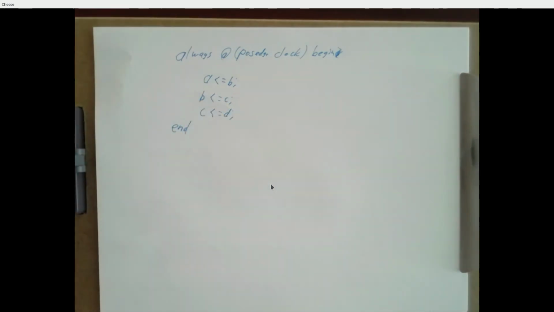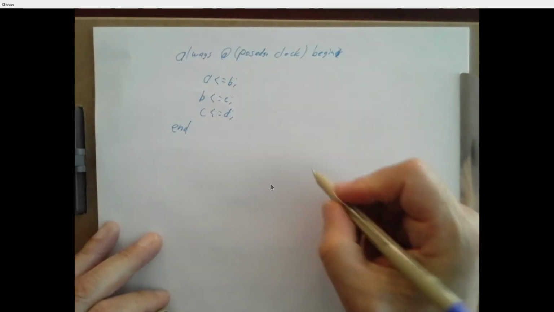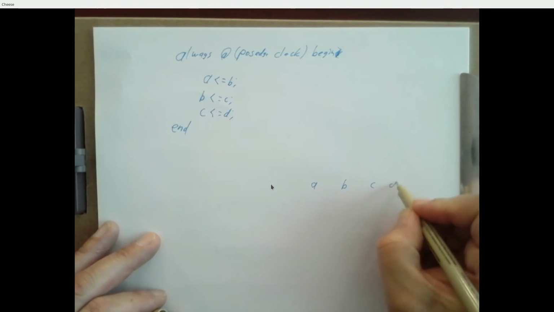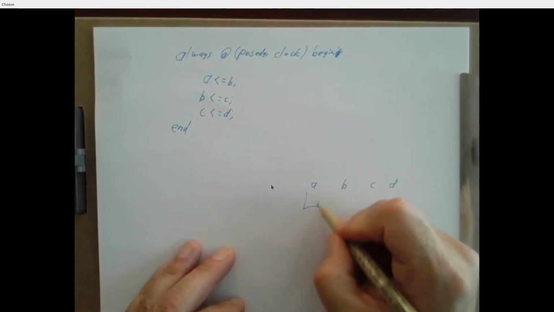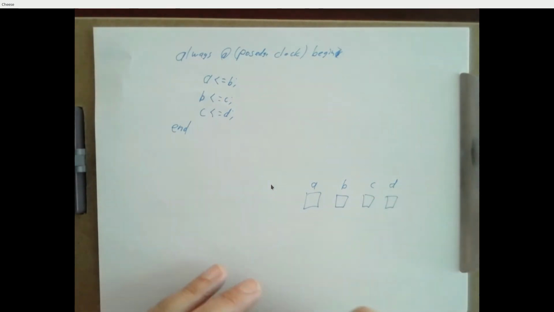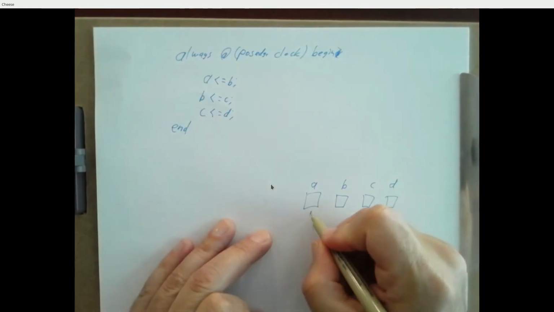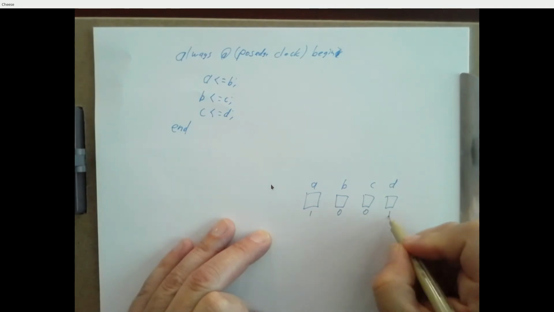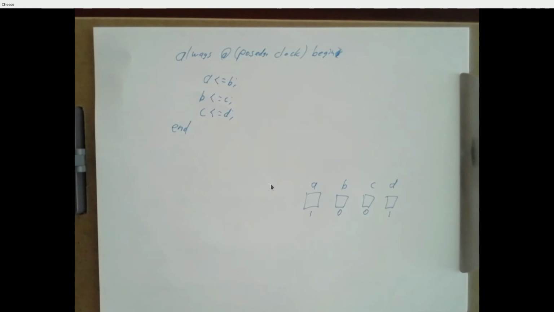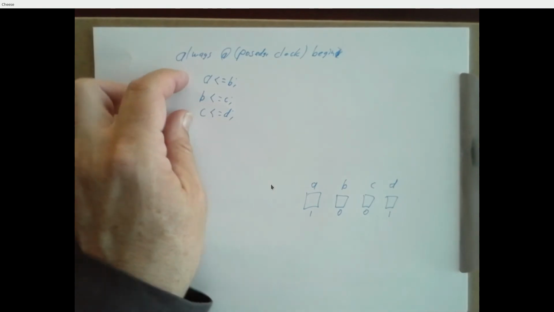All right, suppose A, B, C, and D are just registers. And we say always at the positive edge of the clock begin. A is assigned from B, B is assigned from C, C is assigned from D. So we've got something like flip-flops for A, B, C, and D. And suppose that these are the current values of A, B, C, and D. And suppose the clock ticks, we hit the positive edge, and so now this block of code is firing.